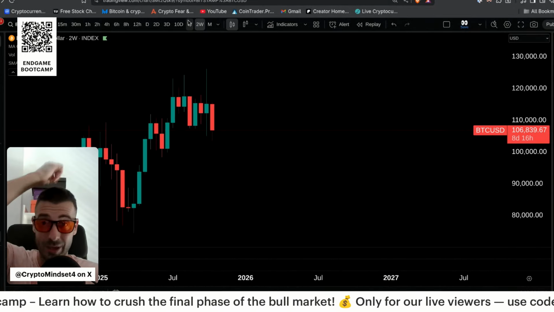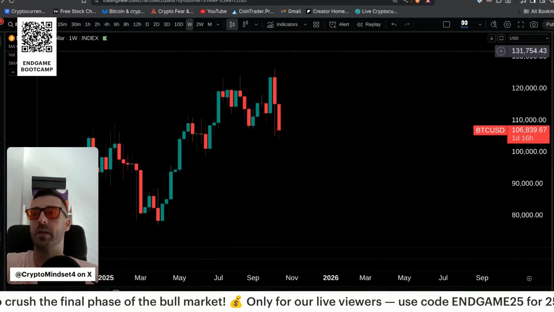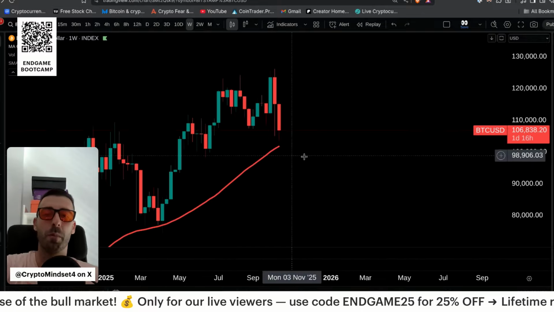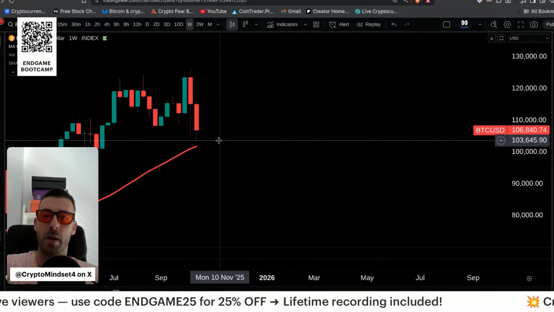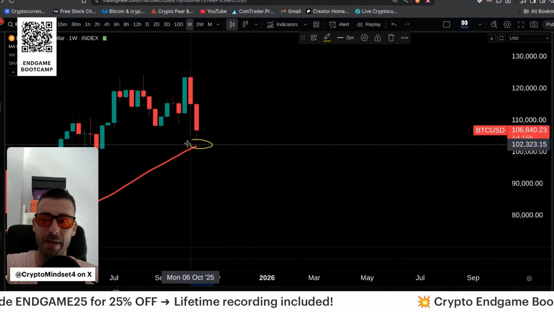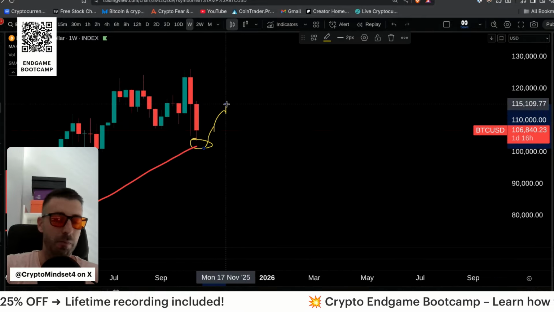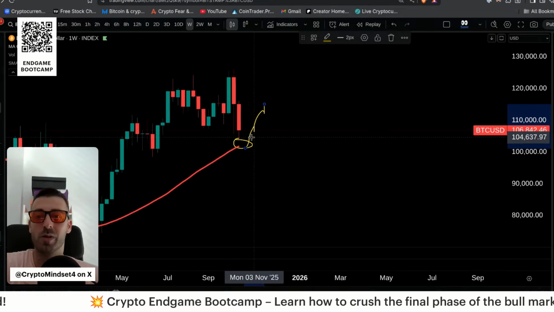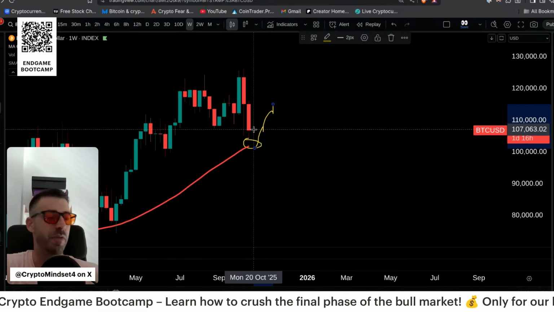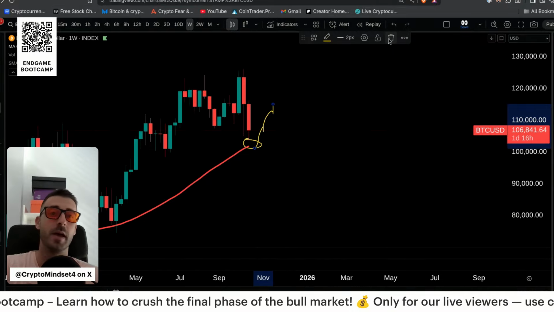The only thing that is actually holding still and might give you some hope is the 50-week. If it can bounce above the 50-week from here, you can probably get a big bounce, a dead cat bounce probably, or maybe move to new highs. But if it loses this 50-week MA, that's going to be extremely bearish for Bitcoin and crypto.